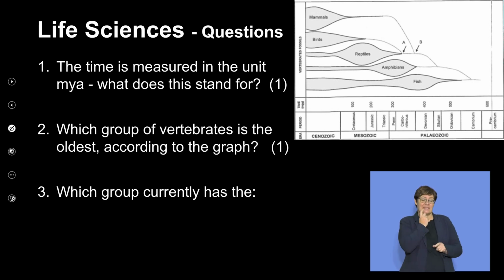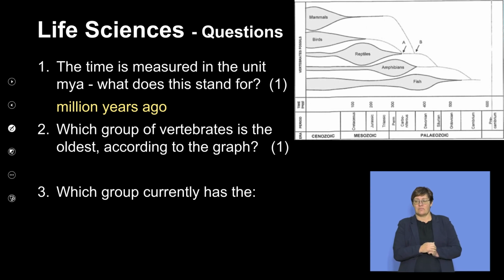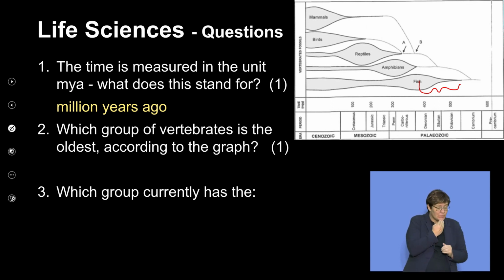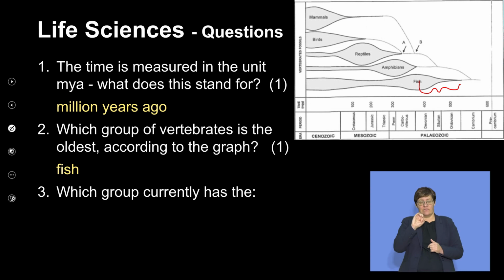Starting off with an easy question. Time is measured in the unit MYA. And what does this stand for? Million years ago. Then, looking at the graph, it asks which group of vertebrates is the oldest. If you have a look, the group which originated earlier, before all the others, is obviously the fish.